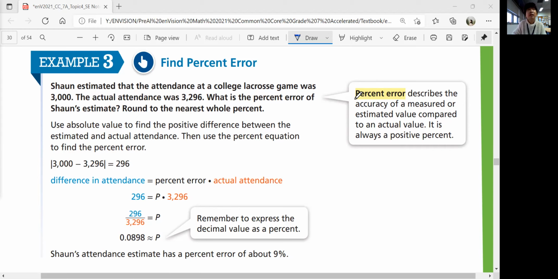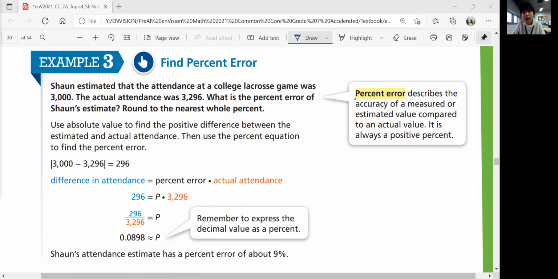So difference in attendance is equal to percent error times actual attendance. Actual attendance here is going to be the whole, right? And difference in attendance is going to be the part. So what is the part in percentage is what the question is actually asking. 296 is equal to P times 3,296.